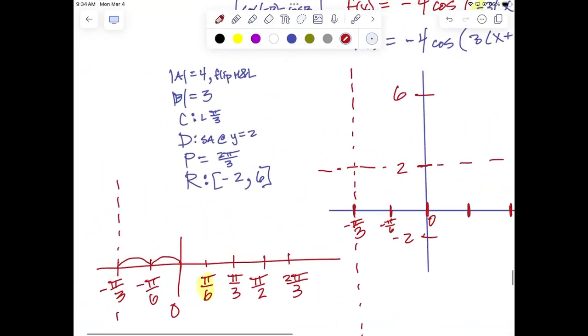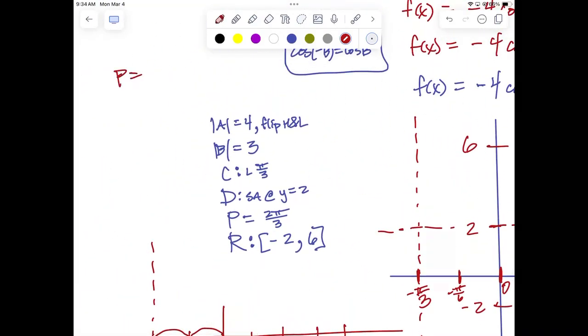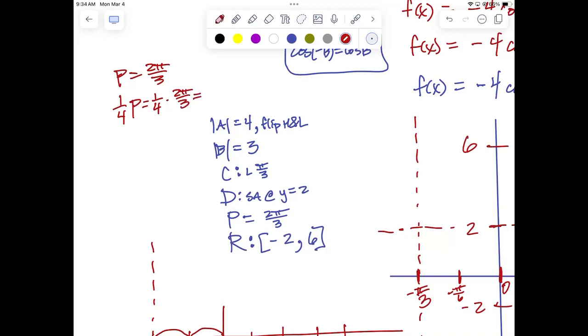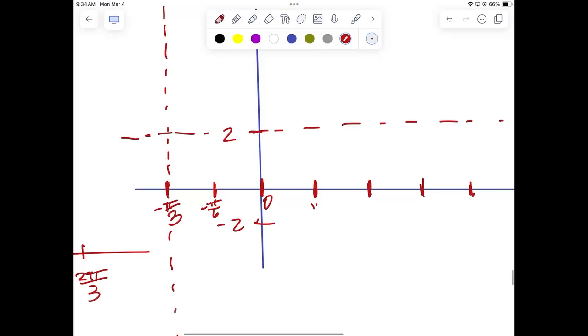Pi 6. Oh, by the way, if you know that your period is 2 pi thirds and you want to figure out your quarter cycle counting interval, you don't have to bisect and then bisect. You can just take a fourth of the period. What's a fourth of 2 pi thirds? Yeah, you just simplify that and you get pi 6.